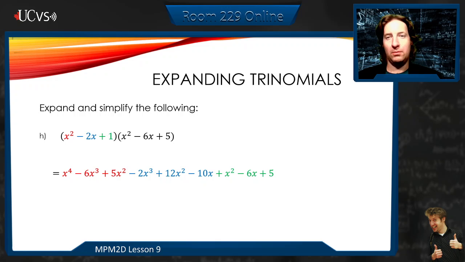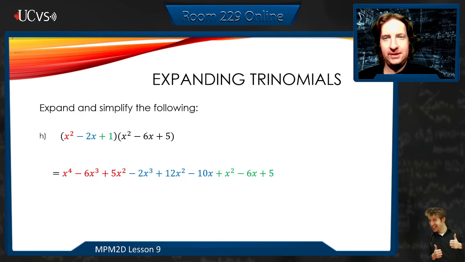So now let's do all our blue multiplications. That's going to be negative 2x times everything in the bracket. So negative 2x times x squared, sorry, that's going to be negative 2x cubed, because we're going to raise the power of this by 1. Negative 2 times negative 6 is going to give us positive 12x squared. Negative 2 times positive 5 is going to be negative 10x. So that's everything in the second bracket multiplied by negative 2x.